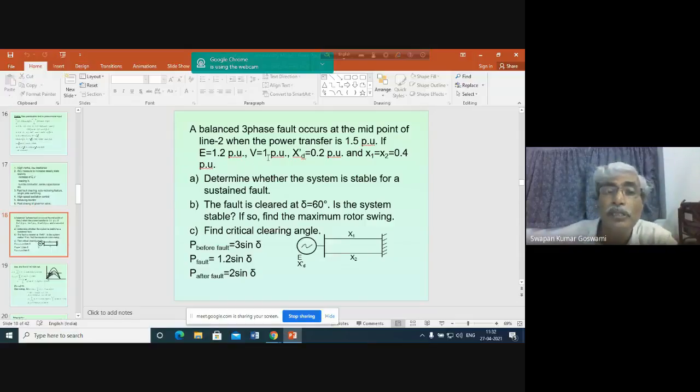V is 1 per unit. That means the terminal voltage. Terminal voltage means in this case, basically this V indicates this voltage, infinite bus voltage, 1 per unit. Xd prime is 0.2 per unit. What is Xd prime? It is the transient reactance.